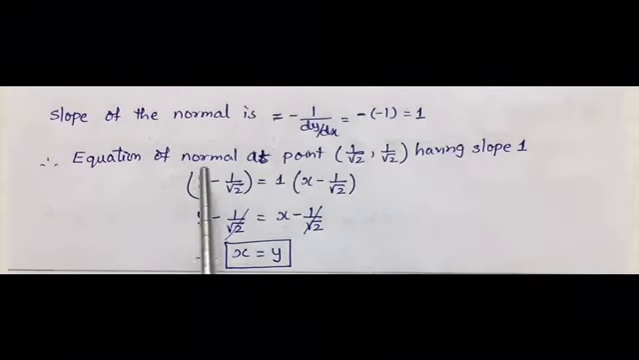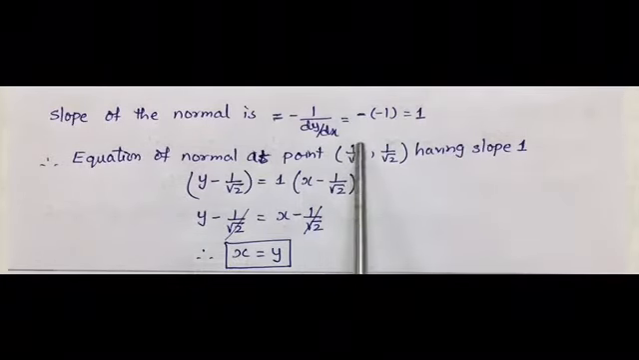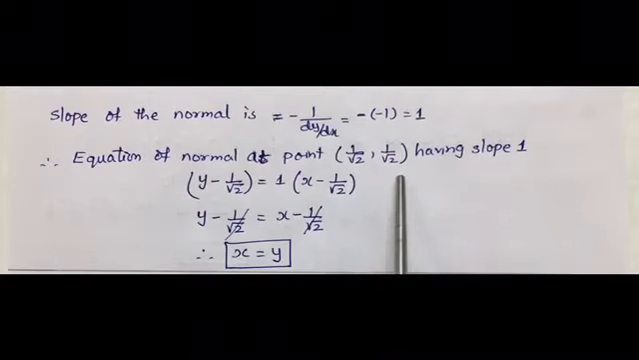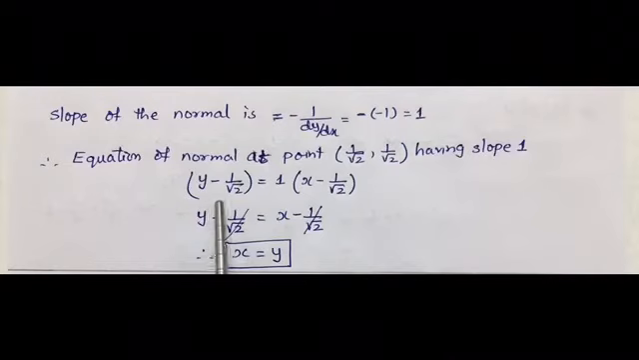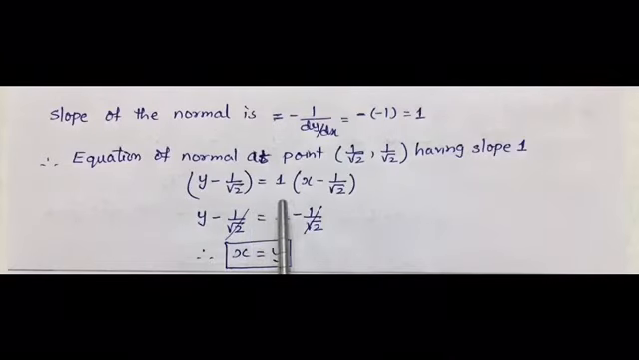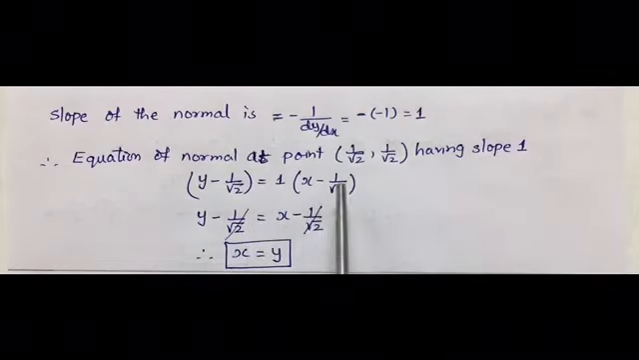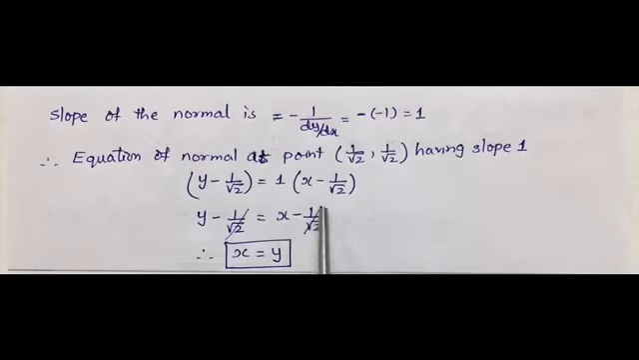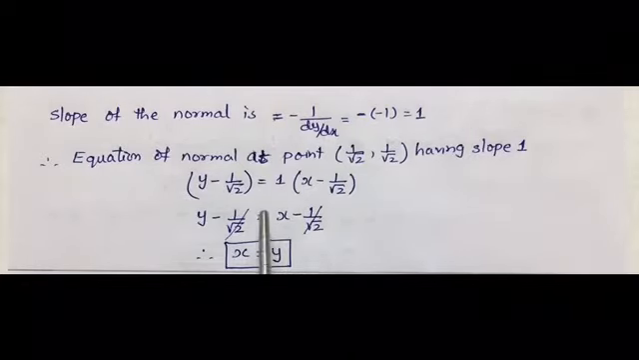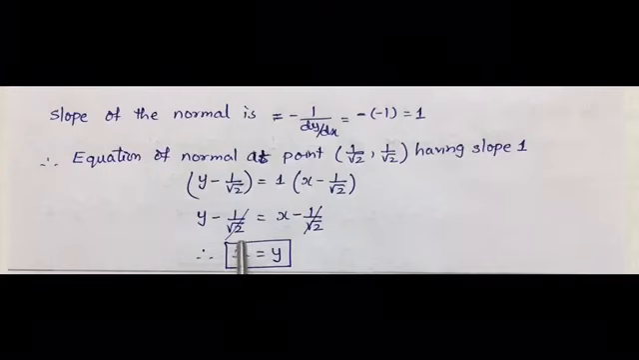Now the equation of the normal at point 1 upon root 2, 1 upon root 2 having slope 1 becomes y minus 1 upon root 2 equal to 1 times x minus 1 upon root 2. So multiplying 1 with both, we get y minus 1 upon root 2 is equal to x minus 1 upon root 2. The 1 upon root 2 terms get cancelled. The equation of the normal becomes x equal to y.